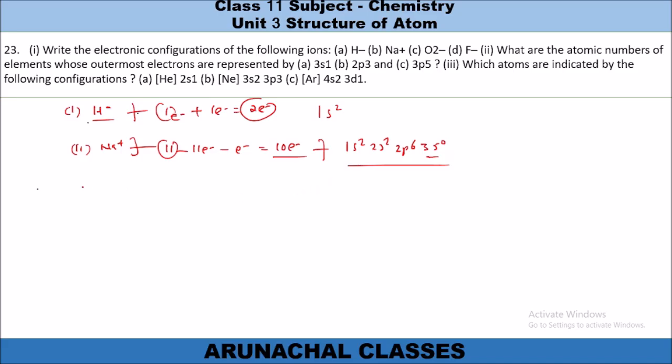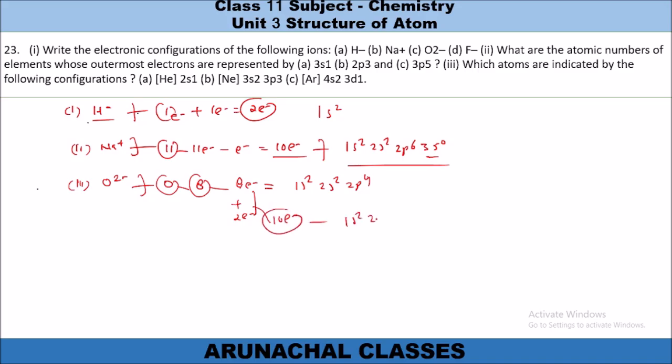Next, the third one, that is O2 negative. The oxygen atom has atomic number 8, having 8 electrons, so it will be 1s2, 2s2, 2p4. Now as it is oxide, we have to add 2 electrons more, so it will be 10 electrons, and it will be 1s2, 2s2, 2p6.